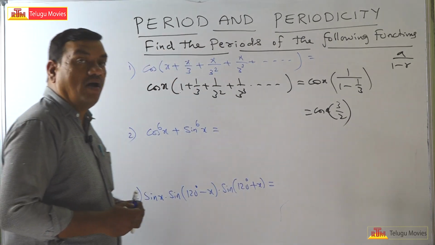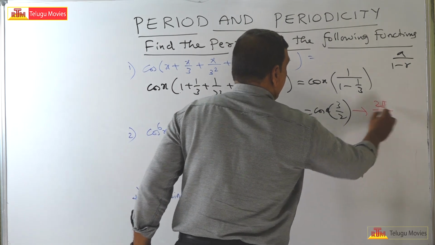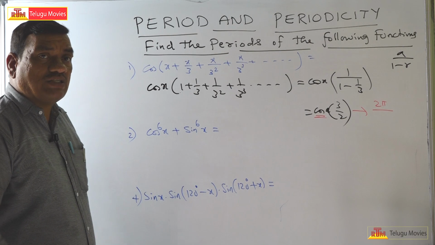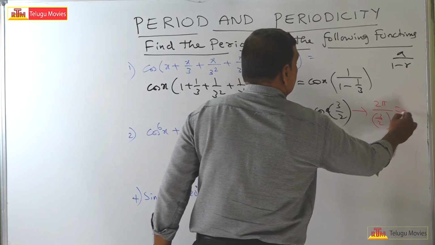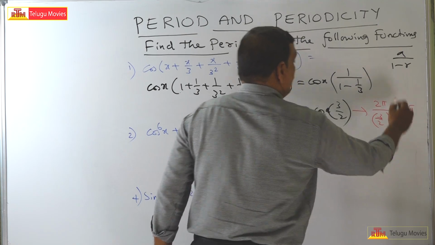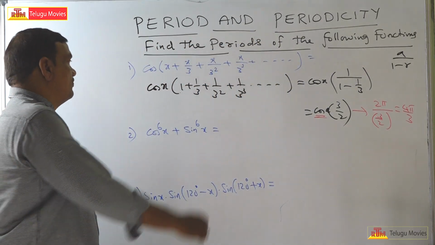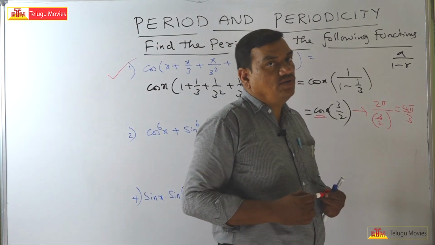Now, what is the period of this function? What is the period of cos x? This is 2 pi. What is the x coefficient? The x coefficient is 3 by 2. So this is equal to 4 pi by 3. Therefore, the period of this function is 4 pi upon 3.